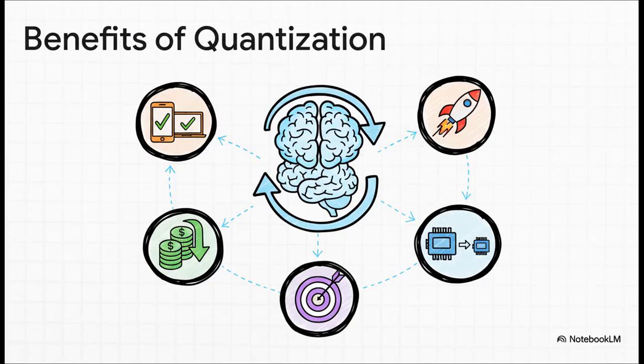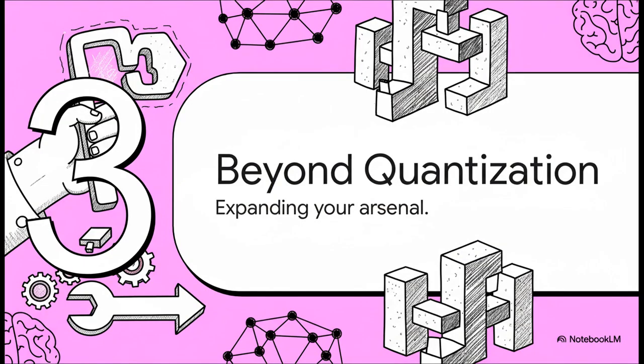So what's the actual payoff here? Oh, it's huge. We are talking up to an 8 times speed up in performance. You use way less memory, which lets you run on cheaper, smaller GPUs. This, of course, directly lowers your server bills. And suddenly, putting these models on everyday things like laptops or phones becomes possible. And maybe the best part, if you're careful, you can get all of this with barely any hit to the model's accuracy. Now, quantization is an absolute powerhouse, for sure, but it's not the only tool in the toolbox.